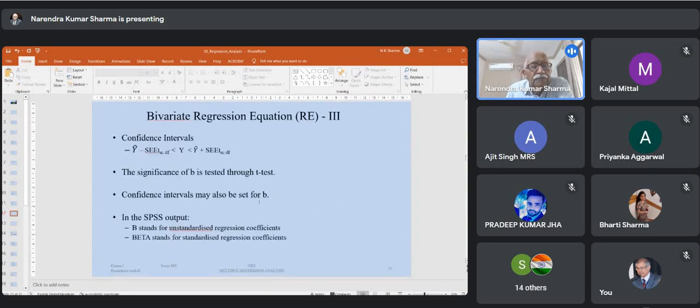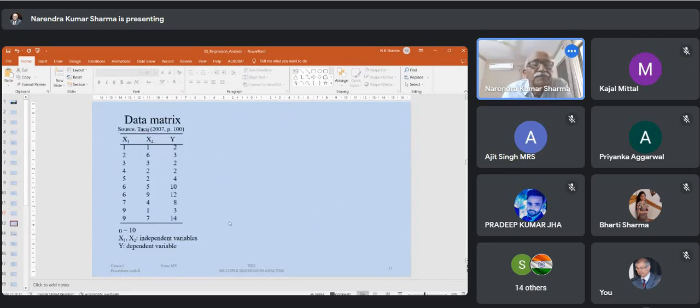And then in the SPSS output, because some of you may be using SPSS, there will be a beta and there will be a B. B stands for unstandardized regression coefficients. Beta stands for standardized regression coefficients. So when the standardized regression coefficients are reported, you will see that against the intercept there will be an entry 0. We'll see this in the output when we do the analysis.